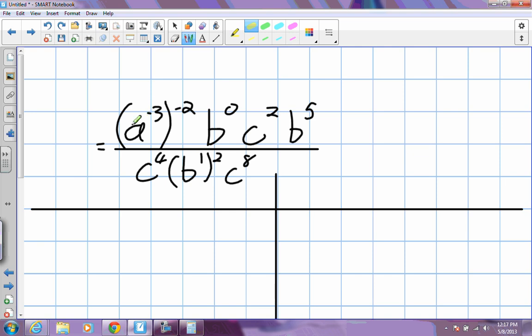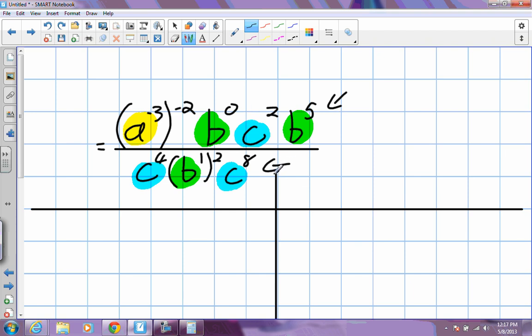There is only one base of A. So there's only one rule to apply. That's the power of a power rule. We actually have 3 numbers with a base B and 3 numbers with a base C. So what we're going to do here is solve the top part first, simplify it, then simplify the bottom, and then we'll use our division rule last.